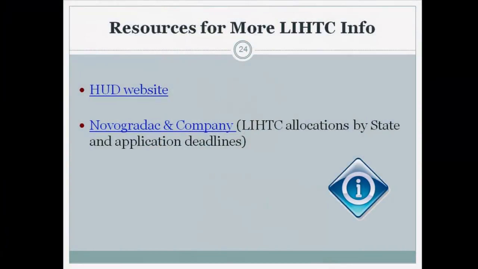For more information on tax credits, you can go to the HUD website. You can also go to your state agency's website, State Housing Finance Agency's website. And then Novogradac and Company's website has a very nice portal that gives you lots and lots of information about tax credits. In addition, it gives you any new incoming information coming out by HUD or the IRS that would help you in knowing what's going on, what's the latest information.